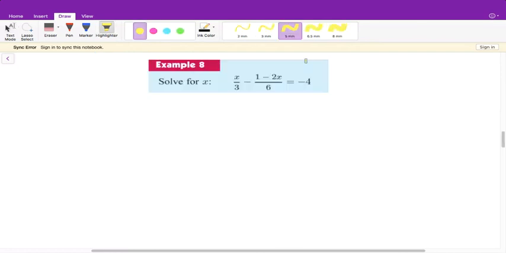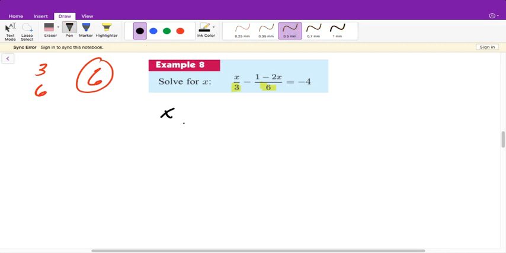All right, the first example we have here, x divided by 3 minus 1 minus 2x over 6 is equal to negative 4. We do not just have two fractions equal to each other, so we cannot just cross multiply. So when this happens, we identify all of our denominators, 3 and 6, and we find the least common multiple between those denominators. Well, since 3 goes into 6, our least common multiple is 6.